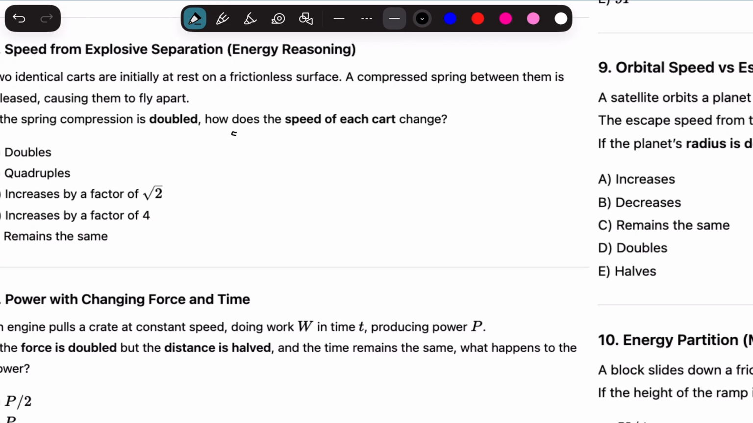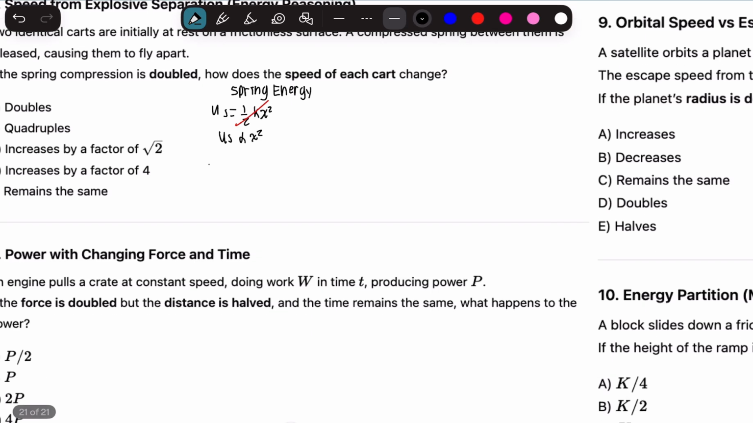Okay, so we know that the formula for spring energy, US, is equal to 1/2 kx squared. From this, we get that US is going to be proportional to x squared. Now we know that the compression is doubled, so US becomes 2 to the power of 2 times US, which is equal to 4 times US.